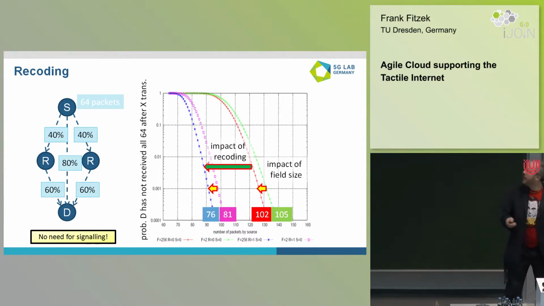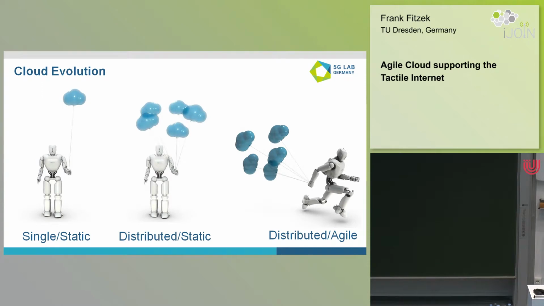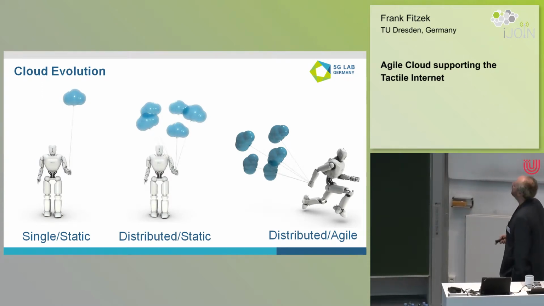And this recoding happens without the relays talking to each other. There's no coordination between those things, so no signaling between the relays. And this makes it very powerful, right? So the recoding is one of the things that works pretty well with that.